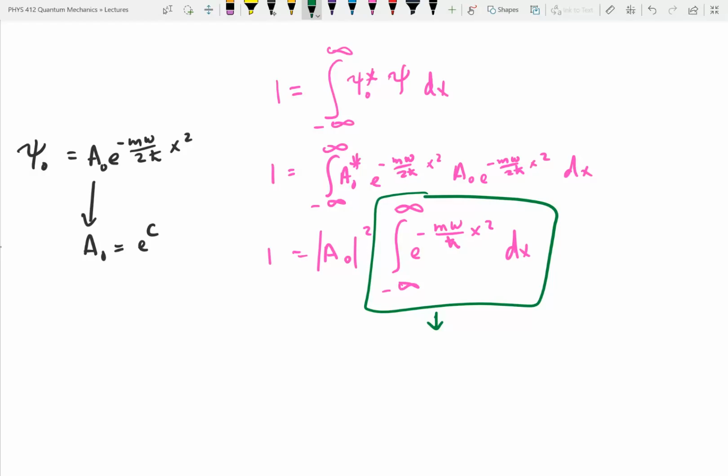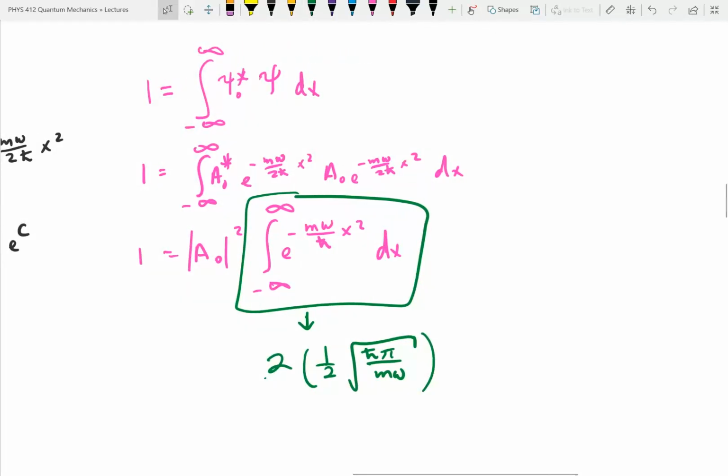Okay, so the integral from 0 to infinity is 1/2 the square root of pi over a. So then it would be 2 times 1/2 the square root of pi over m omega over h bar. So I put the 2 out front like a genius. Obviously, 2 and 1/2 works out nicely.